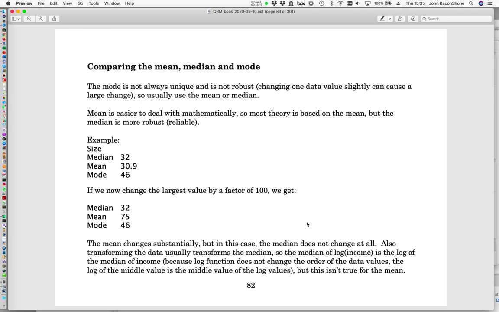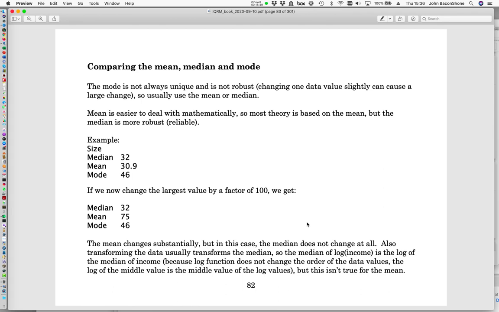One other thing we should note is if you transform the data, usually that transformation transforms the median. So for example, if we were collecting data on income, quite often we want to look at the log of the income, and the median of the log income is just the log of the median income, because the log function does not change the order of the data values. So the log of the middle value is the middle value of the log values. But this isn't true for the mean.